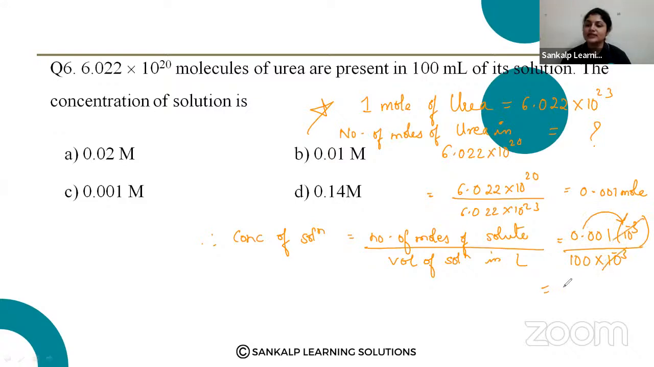So this and this get cancelled. It will be 1 by 100. 1 by 100 is 10 raised to minus 2 M, which is nothing but 0.01 M. So option B is the right answer. Okay, so option B is the right answer. So we'll just check.